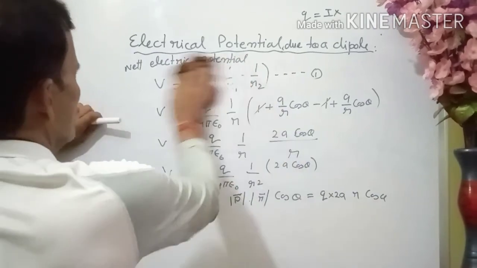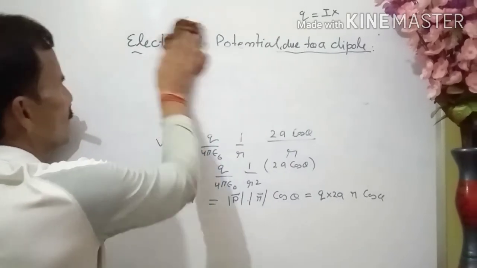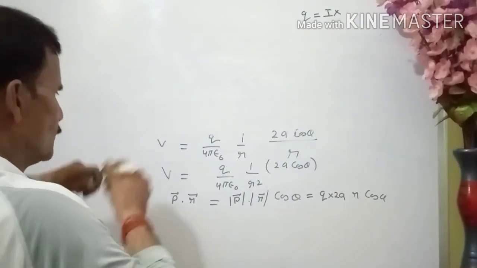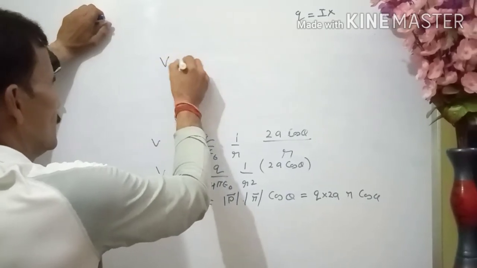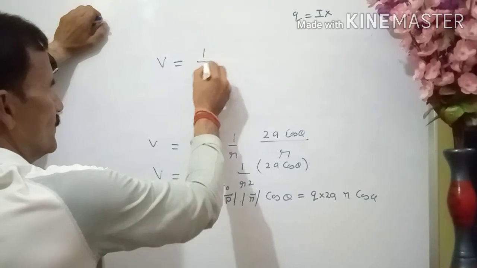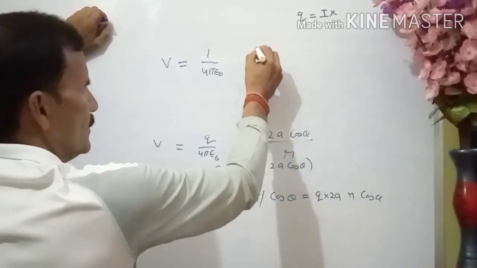So what is the final expression coming out? For that, don't worry, you will have to do the practice. So V is equal to how much? Q is taken out there, so 1 upon 4 pi epsilon naught, and it is nothing but P.